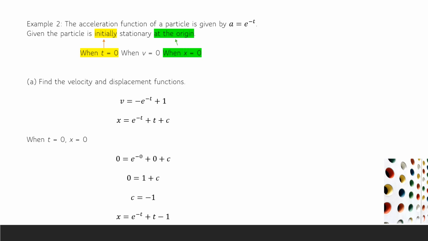Using the second part, we're going to integrate the velocity, that gets us the displacement, and you get x equals e to the minus t plus t, so 1 integrates to t, plus our new constant. Substituting t equals 0 when x equals 0, remembering that e to the 0 is 1 again, you get our new constant of minus 1, giving our displacement formula x equals e to the minus t plus t minus 1. Now we're going to use those equations to answer the rest of the questions.